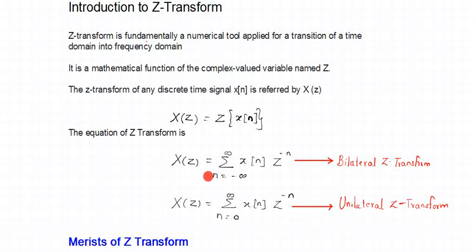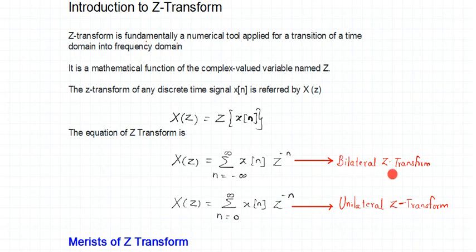So Z transform is given by the equation, summation n equal to minus infinity to plus infinity x[n] z raised to minus n. Right? This equation is called the bilateral Z transform, whereas the equation with a small modification in the limit, going from 0 to infinity, x[n] z raised to minus n, is called the unilateral Z transform. Now why unilateral Z transform and why bilateral Z transform?